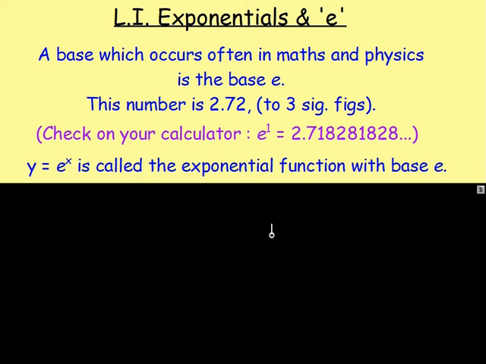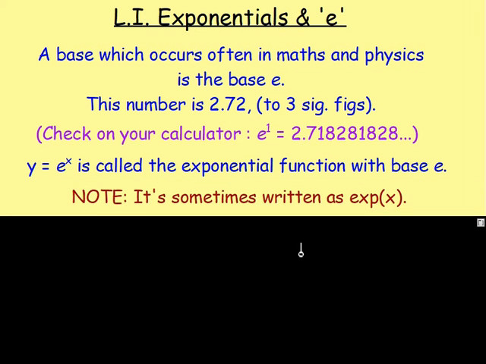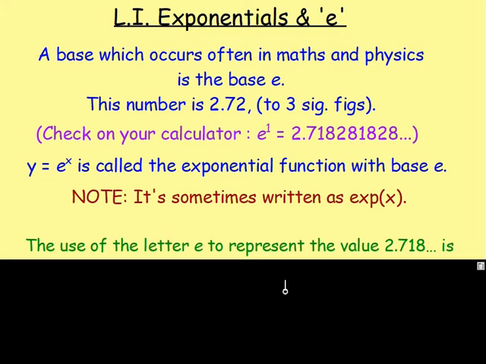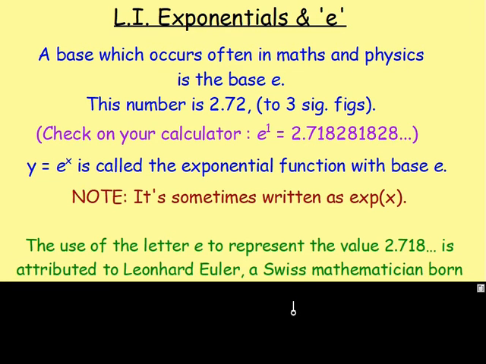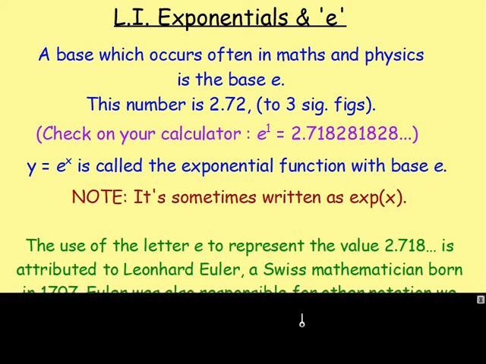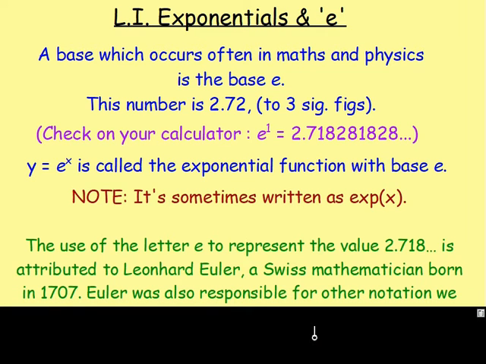So y equals e to the power of x is the exponential function with base e. Sometimes you will see it written as exp of x. So exp for exponential, so the exponential base e. A little bit of history for you. The use of the letter e to represent the value 2.718 is attributed to Leonhard Euler, a Swiss mathematician born way back when Mr. Ross was a little boy in 1707.